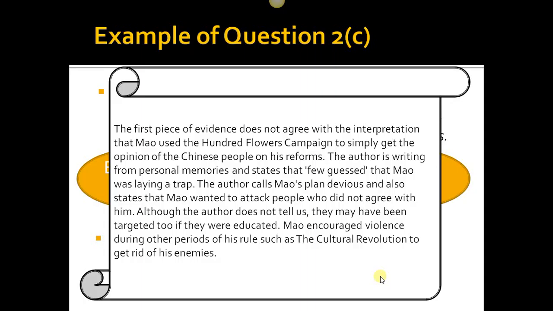Mao encouraged violence during other periods of his rule, such as the Cultural Revolution, to get rid of his enemies. Okay? So I just used that source that was given to me. I've added a little bit of my own knowledge in there, okay, to show, yeah, I could kind of agree with that, yeah.